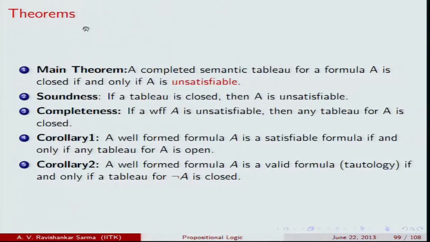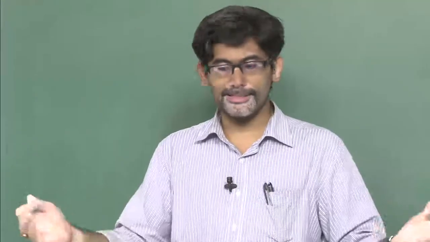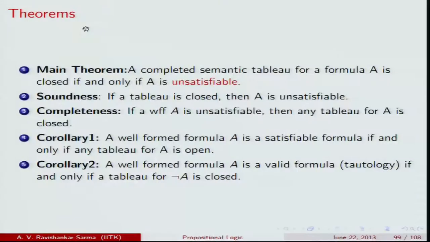That means you have a formula X and you construct a tableau for that, and if all the branches close, then A is said to be unsatisfiable. There are a few important things in propositional logic that we have not discussed in detail, something about proof theory. We will be talking about it in the next few classes.